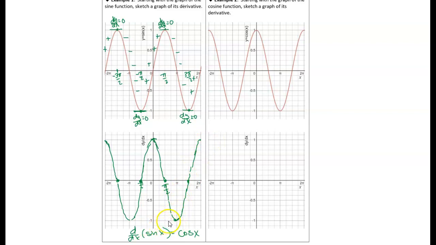All right. Take a look at the next one. The next one is just cosine. It's the same thing. I want you to go ahead and try this out. Try to sketch the graph of the derivative of cosine and see what it looks like. And I'll meet you in the next video.